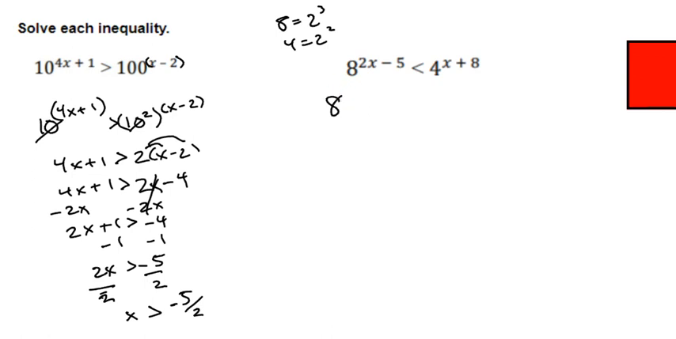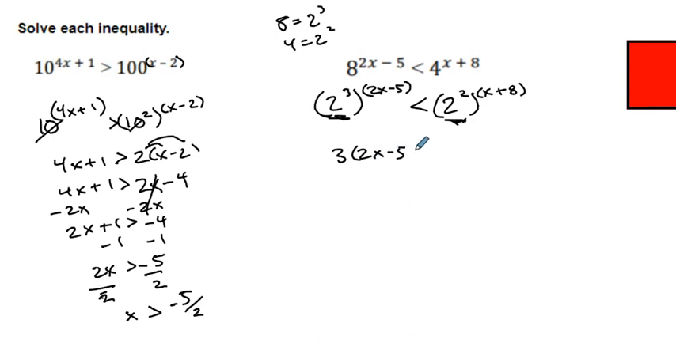So we're going to rewrite this, like I said, as 2 to the 3rd. We're going to put that in parentheses, and we're going to put this 2x minus 5 right here. Okay, we're going to keep the sign going the same way. Instead of writing 4, I'm going to write 2 squared, and then that is to the x plus 8 power. All right, once my bases are the same, we can drop them, and we know our exponents are multiplying by each other on each side. So let's write that out. So you've got 3 times 2x minus 5 as a quantity is less than or equal to 2 times x plus 8 as a quantity.